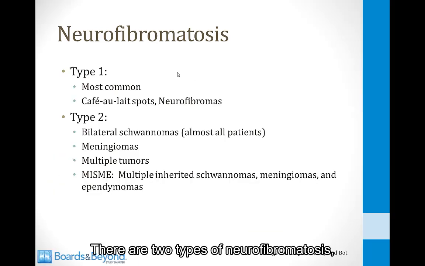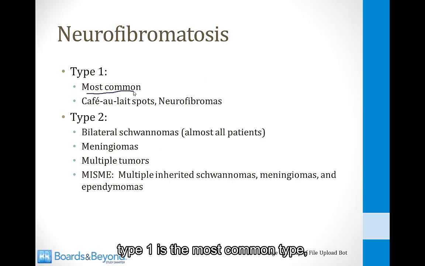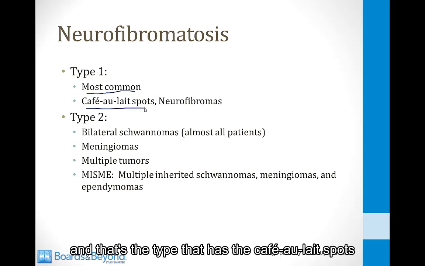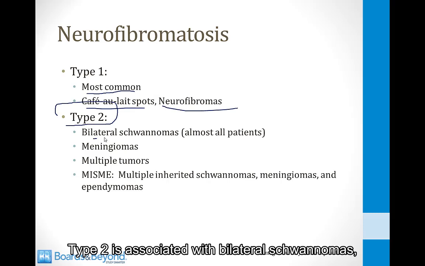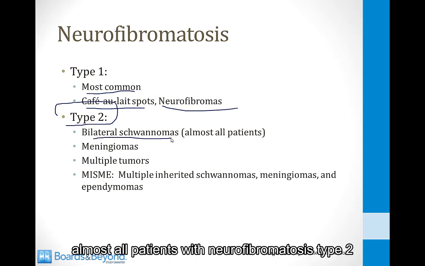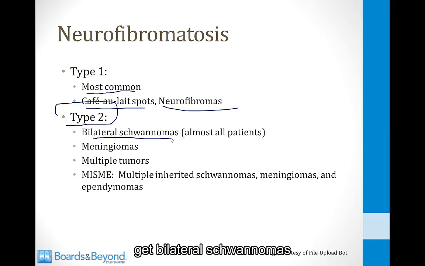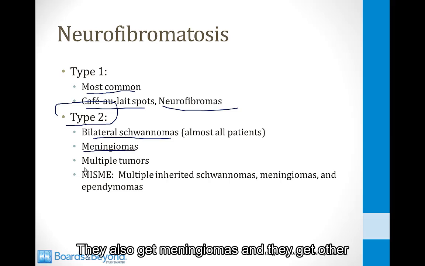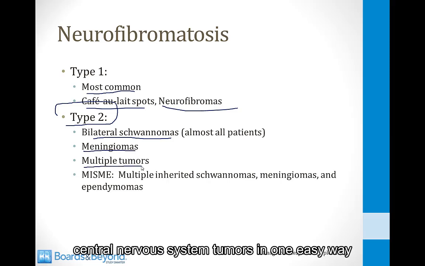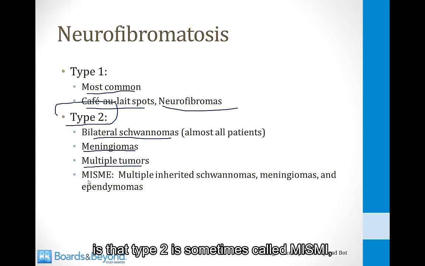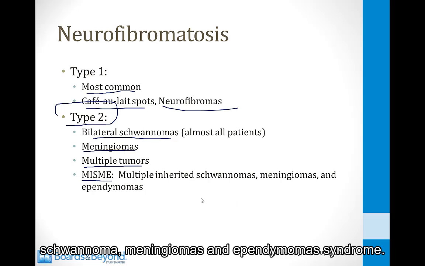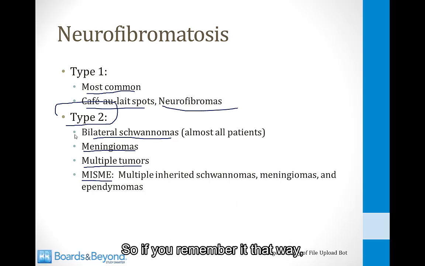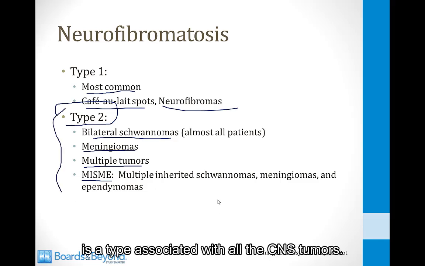There are two types of neurofibromatosis. Type 1 is the most common type, and that's the type that has the café au lait spots and the neurofibromas. Type 2 is associated with bilateral schwannomas. Almost all patients with neurofibromatosis type 2 get bilateral schwannomas, and this usually makes them deaf. They also get meningiomas, and they get other central nervous system tumors. And one easy way to remember this is that type 2 is sometimes called MISME, which is the multiple inherited schwannoma, meningiomas, and ependymomas syndrome. So if you remember it that way, it's easy to remember that type 2 is the type associated with all the CNS tumors.